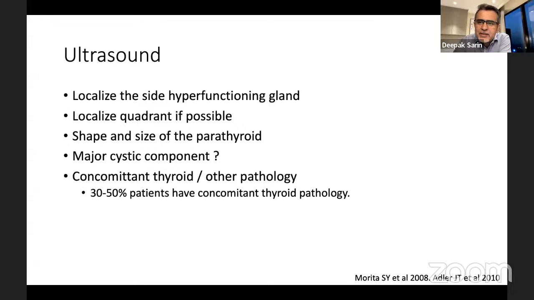Also, you said, I think, if there's a major cystic component, the gland is also going to need extremely gentle handling. That's not a case to put your fellow on or put major retractors on.